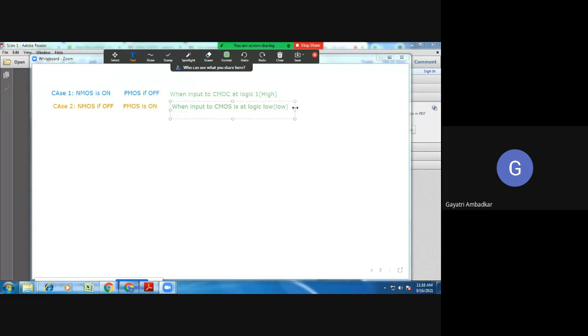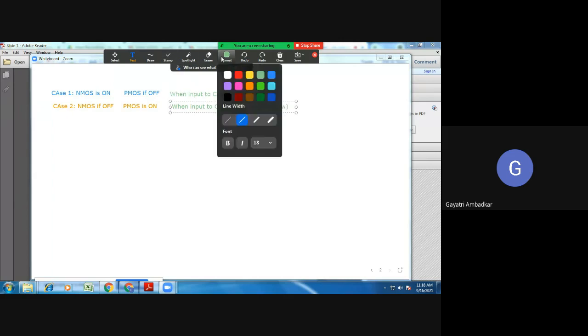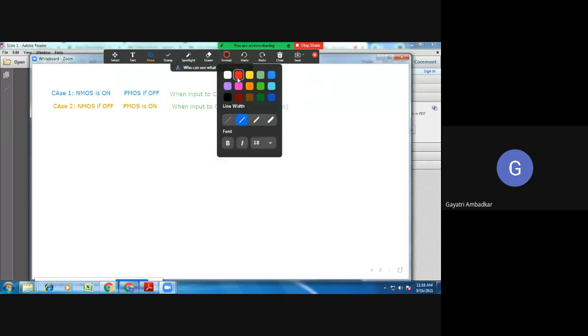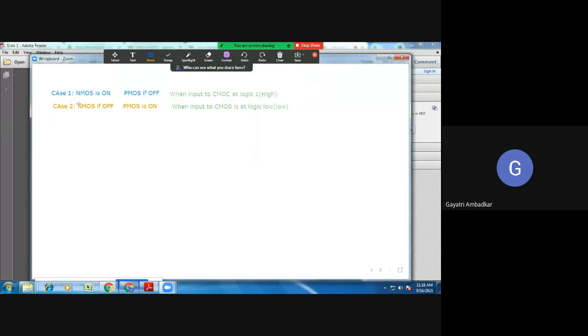Got it? So here we use 5 volt and here we use 0. So you understood both these cases. Clear? Read both the cases again. Now I am going to draw the equivalent circuit for case 1.